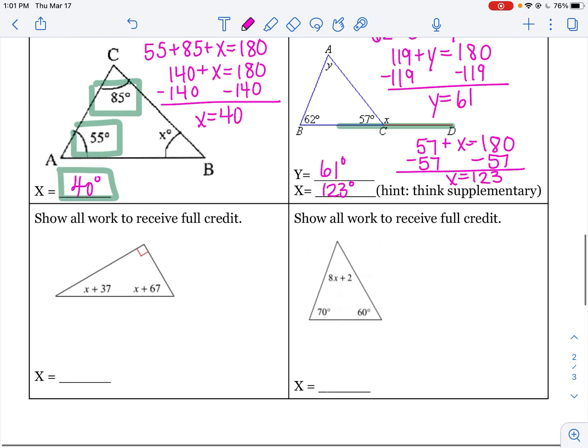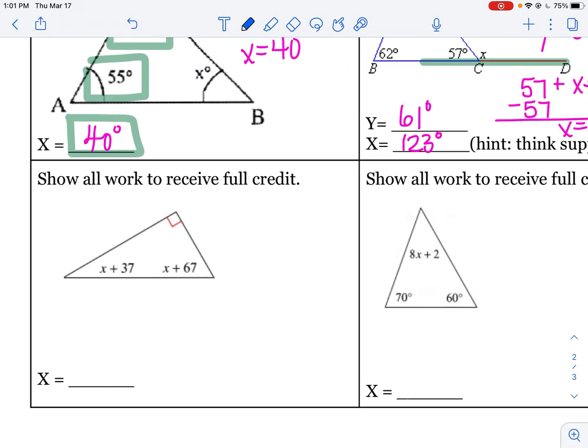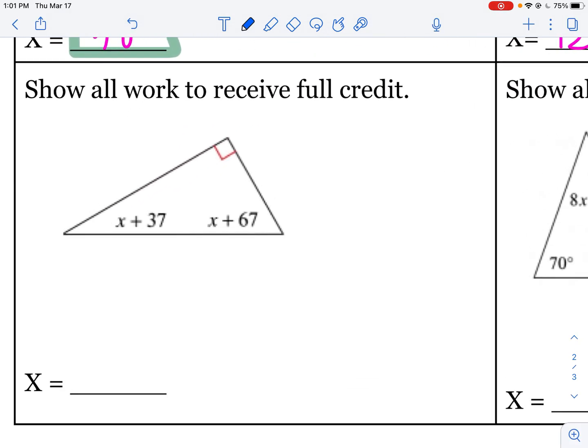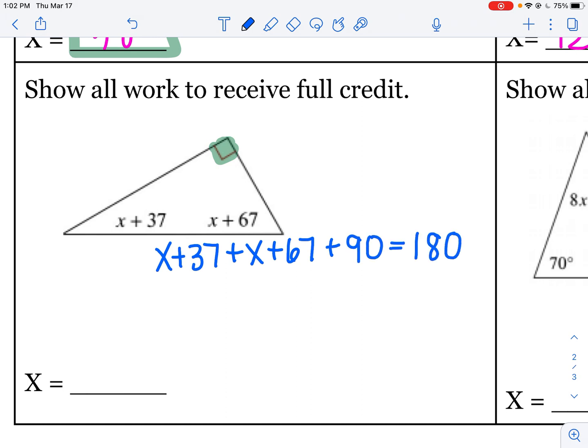All right, going down to the little more challenging algebra problems. So instead of having just angle values, we have expressions. The one thing I'd like to point out is this 90-degree angle cannot be forgotten. So when you're writing the equation x plus 37 plus x plus 67, we have to include all 3 angles. So that 90 degrees does need to be included in the 180 that you get.